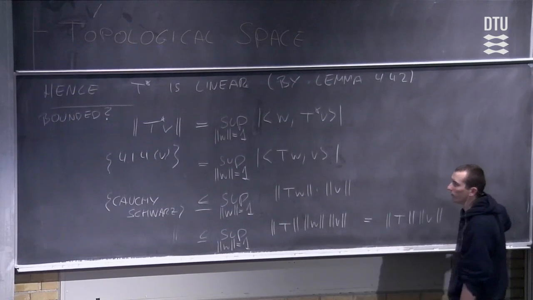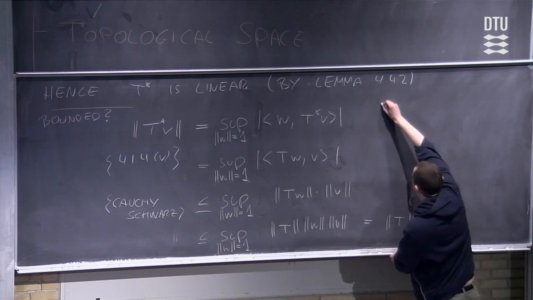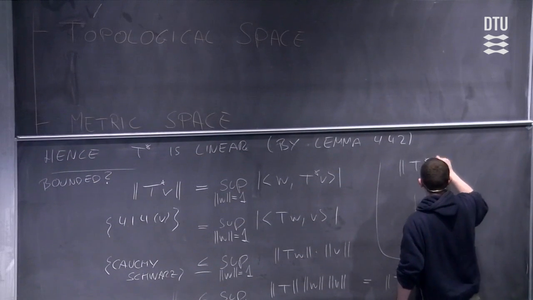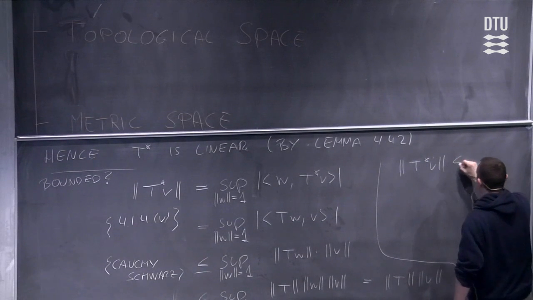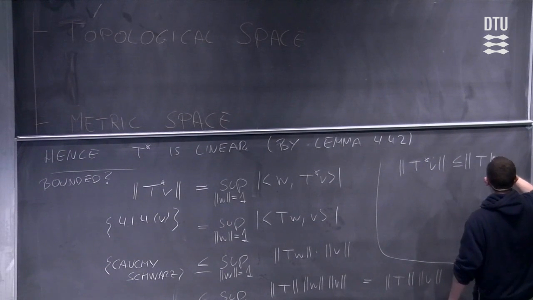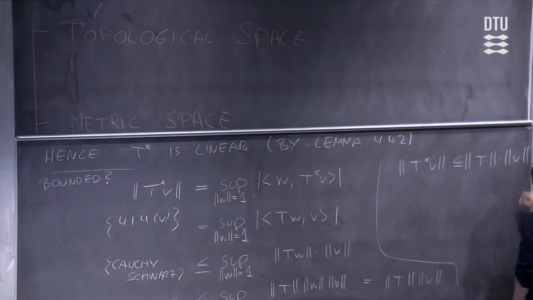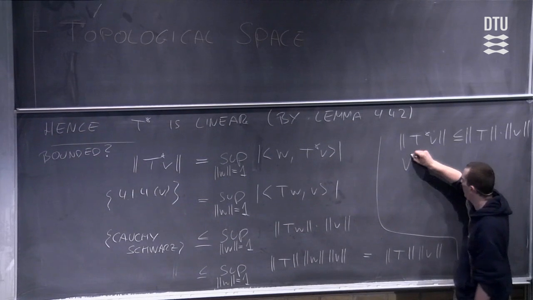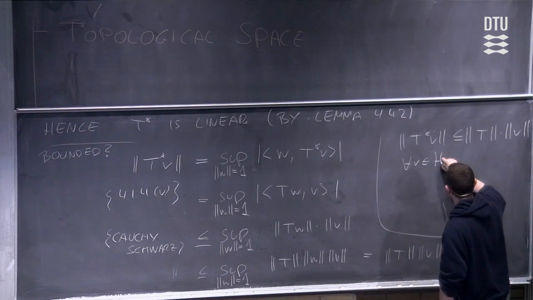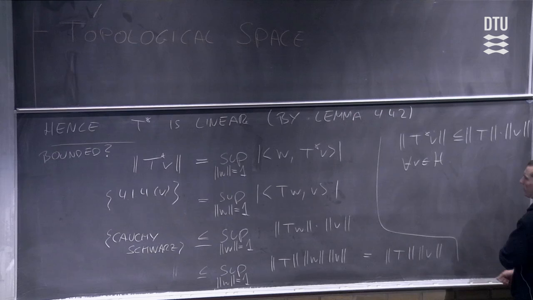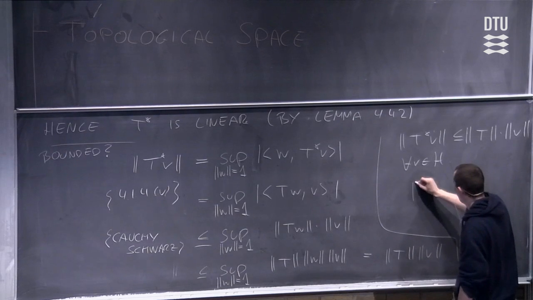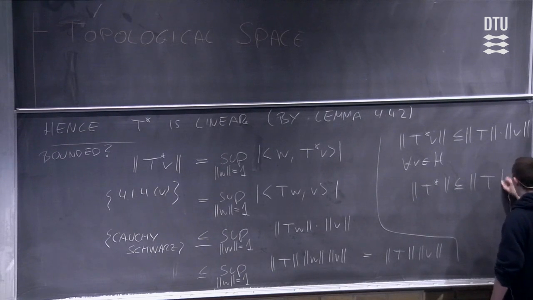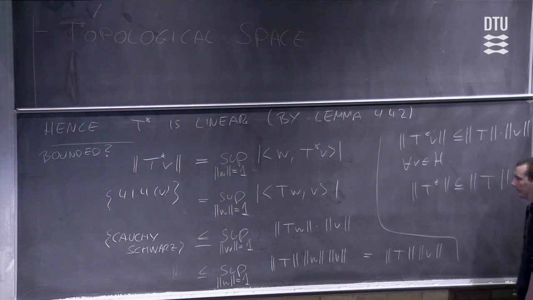And now we're happy because now we have that the norm of T star applied to any vector V is less than or equal to norm of T times norm of V. And this holds again for all vectors in our Hilbert space. And what we also get from this is that the norm of T star is less or equal than the norm of T.